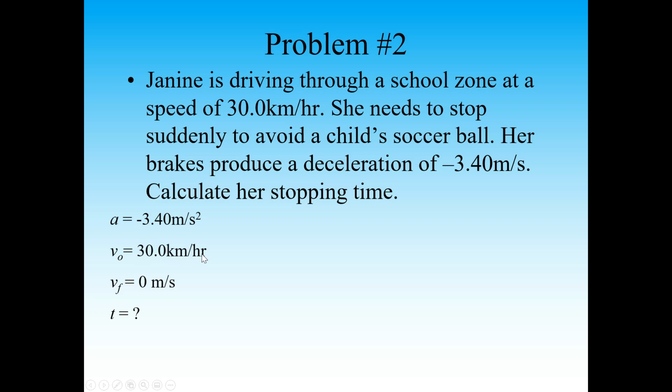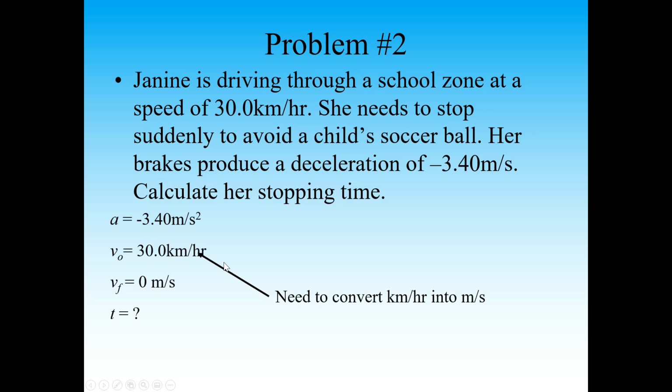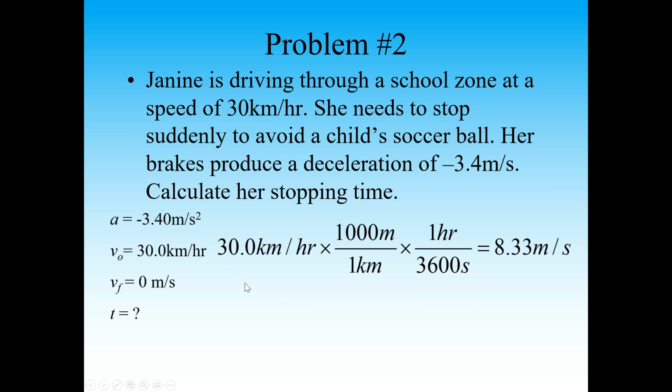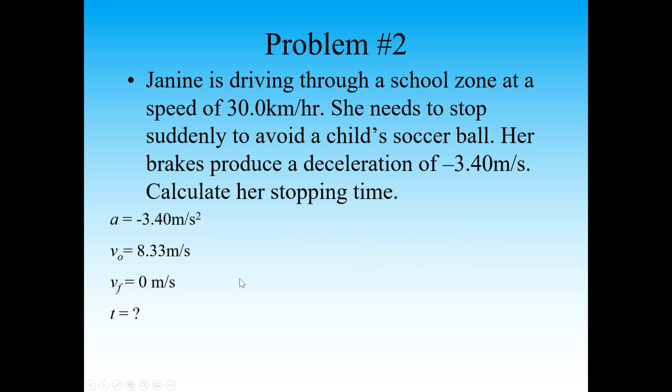We know our velocity is 30 kilometers per hour. Now here's one of the problems. We have kilometers per hour and meters per second squared and meters per second. We're going to have to convert this into meters per second. Don't make the mistake of plugging this value in, because all the units have to be the same. So first thing we've got to do is convert this kilometers per hour into meters per second. And instead of 30 kilometers an hour, we're going to get 8.33 meters per second.